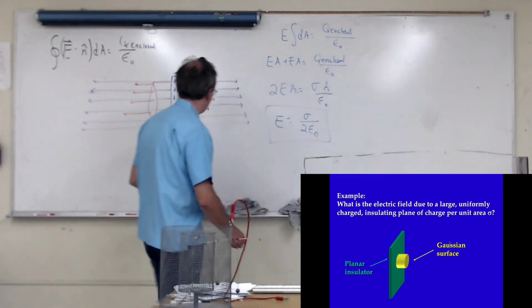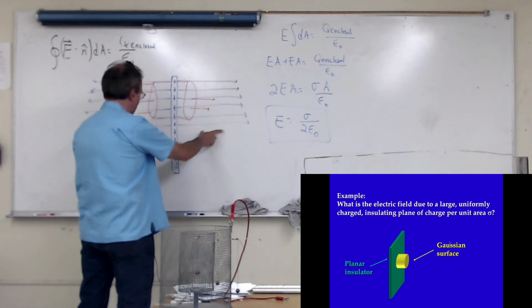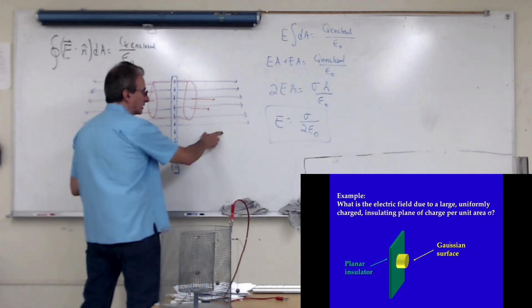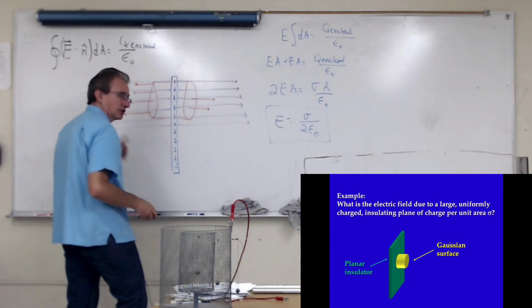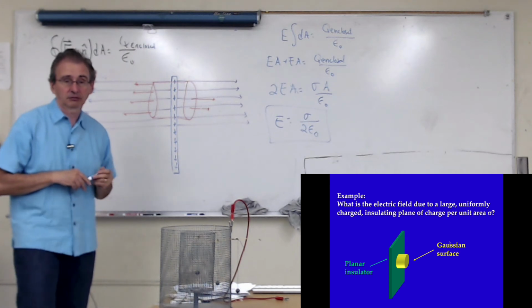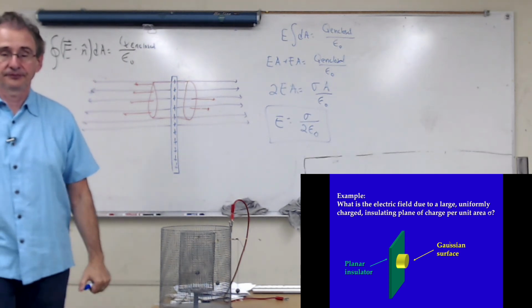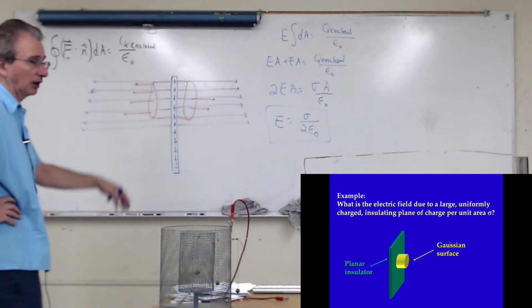So that's what the magnitude of the electric field is here, and that's what the magnitude of the electric field is here. On this side, it points to the right. On this side, it points to the left. That's it. That's the field due to a plane.